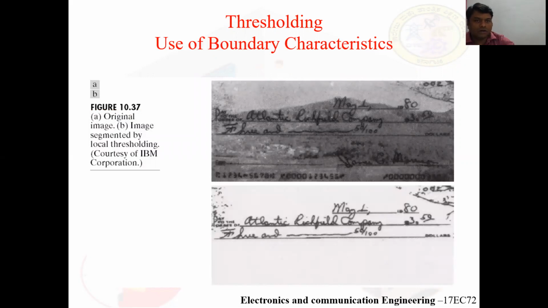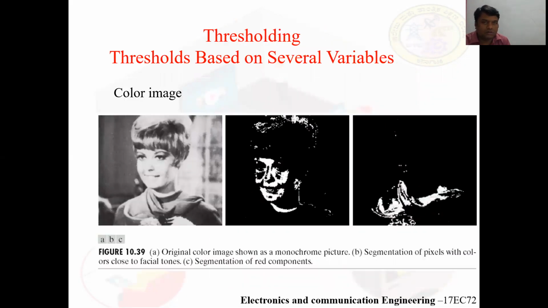So use of boundary characteristics: you can see the original image segmented by local thresholding. So this is the thresholding based on several variables. The original color image is shown as a monochrome picture, segmentation of pixels with colors close to facial tones, and segmentation of red components. See the diagram C.